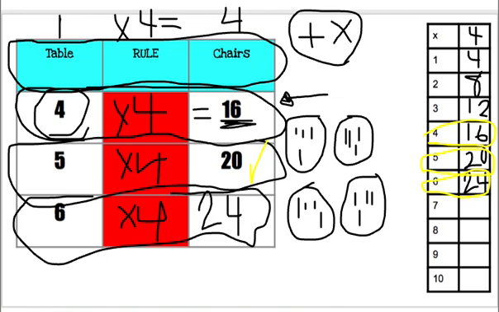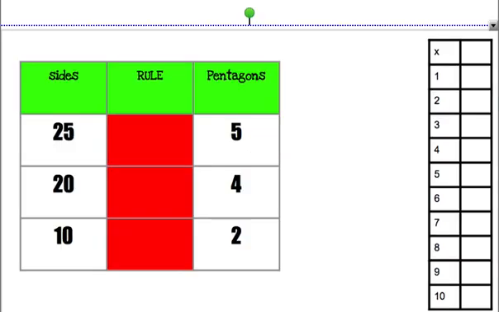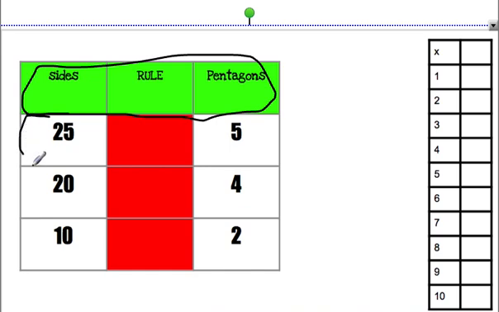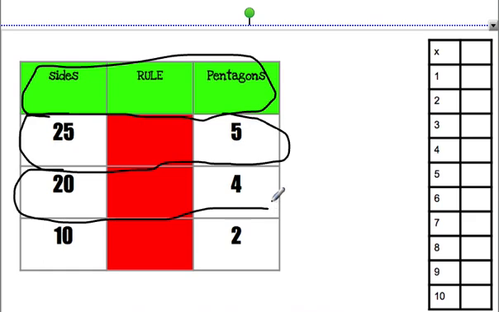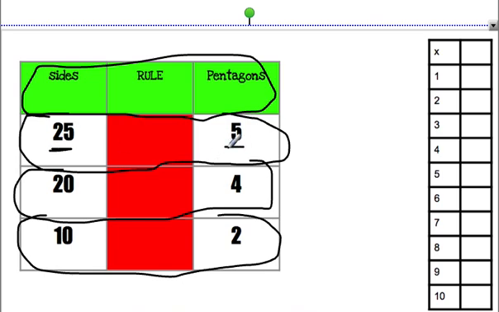All right, so let's look at another one. All right, so I have sides, the rule, and the pentagon. Again, my labels are going this way. So I'm going to match these numbers to its partner. Okay, so 25 and 5, 20 and 4, 10 and 2. Now I start at 25, and if I'm going to 5, are my numbers getting bigger or smaller? And since they're getting smaller, the only way to get a smaller number is to divide or subtract.